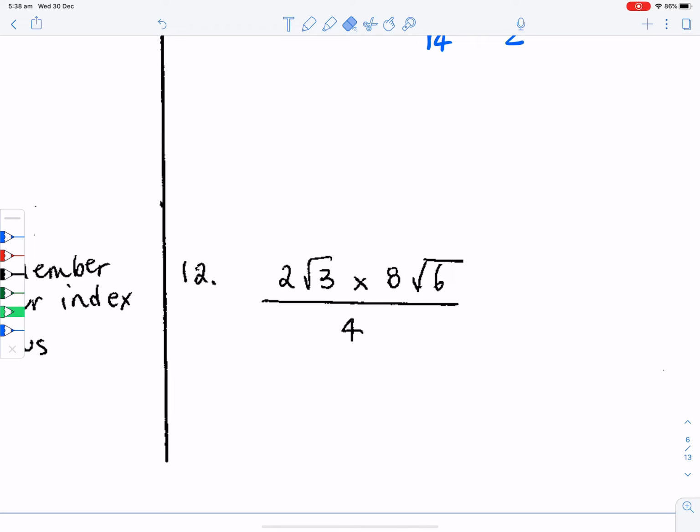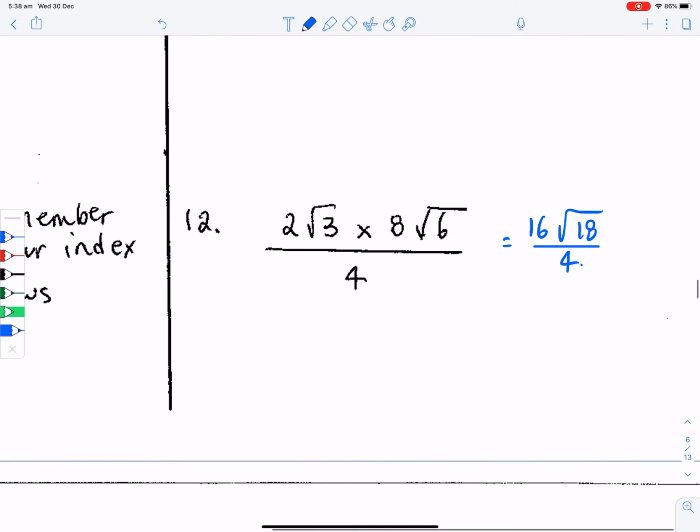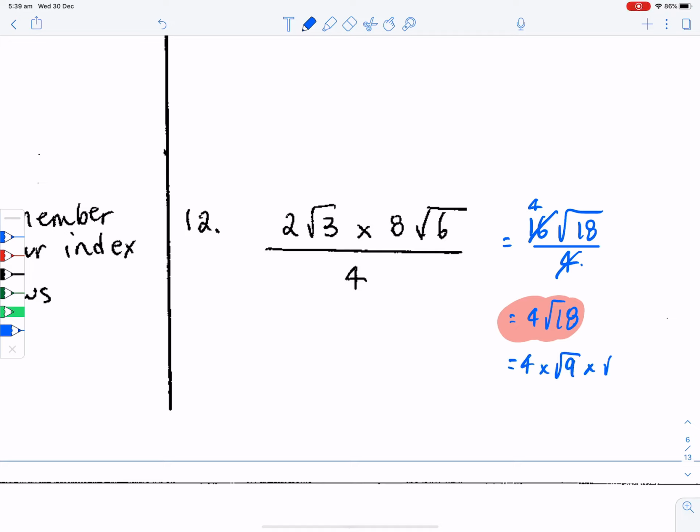Question 12, we go ahead now and 2 times 8 is 16. 3 times 6 is 18. And divide these two and we get 4, so it becomes 4 root 18. Again, you cannot stop at this answer because we know that root 18 can be simplified.